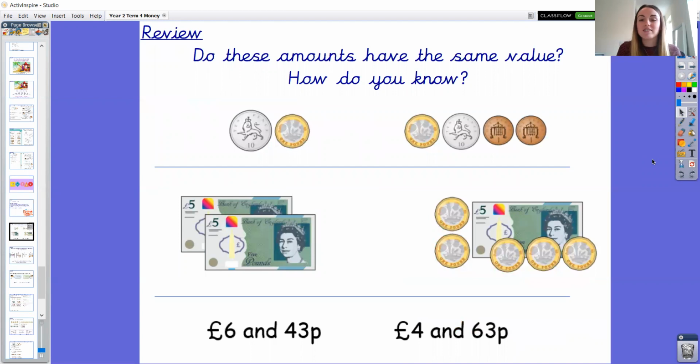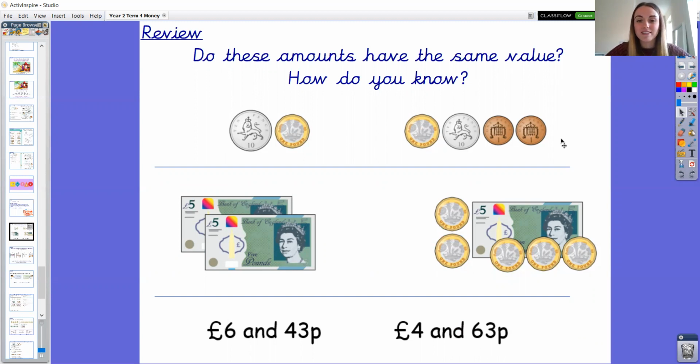So thinking back to yesterday when we were making the same amount of money in more than one way, we're going to have a look at this question in our review phase. So looking at each row here, do these amounts have the same value and how do you know? So for example, in the first question, we are comparing this amount of money with this amount of money here, thinking about whether they have the same value.